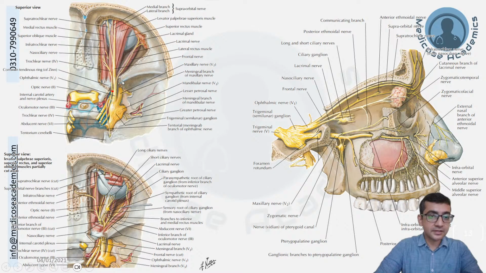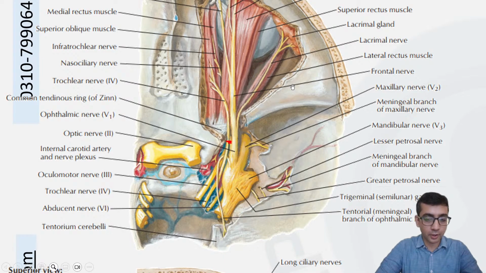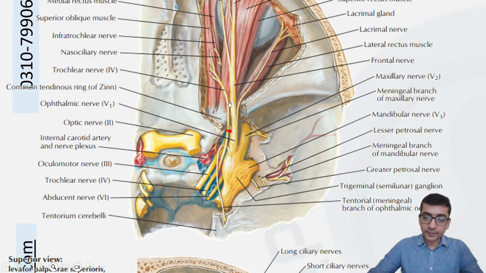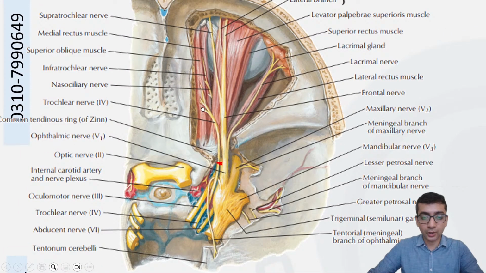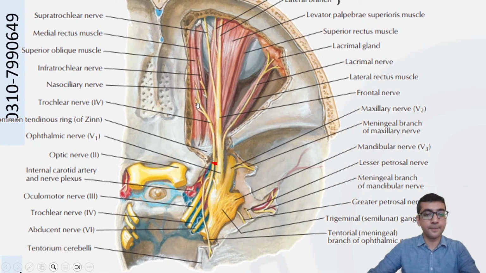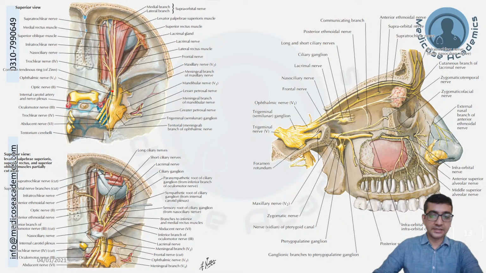The last nerve that is remaining is the trochlear nerve, cranial nerve number 4. It is independent. It enters the orbit independently and it runs to the superior surface of the superior oblique muscle and supplies that. So we are done with all of the nerves that are present in the orbit, the sensory and the motor ones.